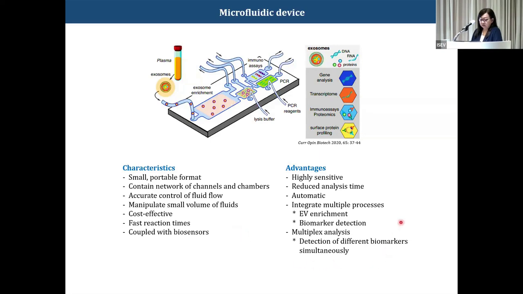With the integration of different technologies, microfluidics can provide a more sensitive and precise method in detecting disease biomarkers than conventional assays. In the case of EV analysis, this standalone device is able to capture and quantify EVs and detect multiple biomarkers on the EV.